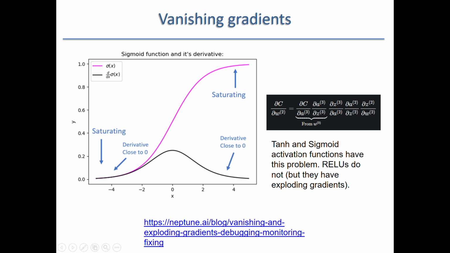The hyperbolic tangent and the sigmoid activation functions have this problem. So we don't like to be in the region where it is saturated, but in the region where there is a good slope. ReLUs don't have this problem, and that is one of the reasons why they are so popular. But they have another problem, the exploding gradients, that we will also see. And here you have a web page where they discuss all these issues in quite some detail.